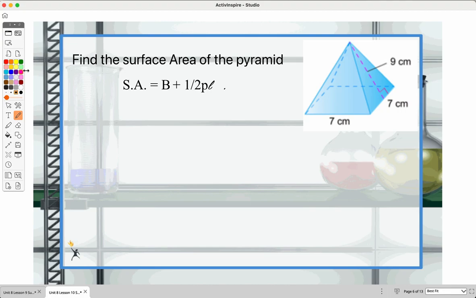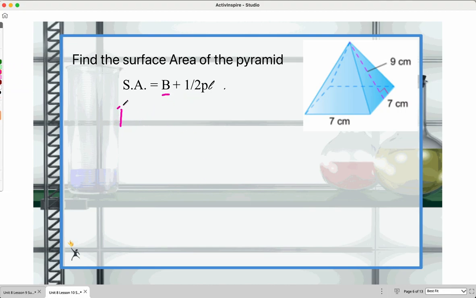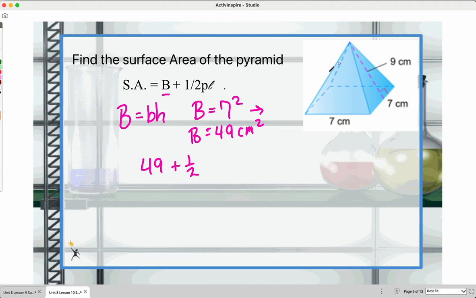How do we find the surface area of this shape? Being a square pyramid, we find big B by doing base times height. So base is 7 times 7. So big B in this case is 7 squared, which leads me to 49 centimeters squared. So that's big B. So 49 plus 1/2. Now perimeter is a square again, so perimeter is just 4 times the side, so it's 28.